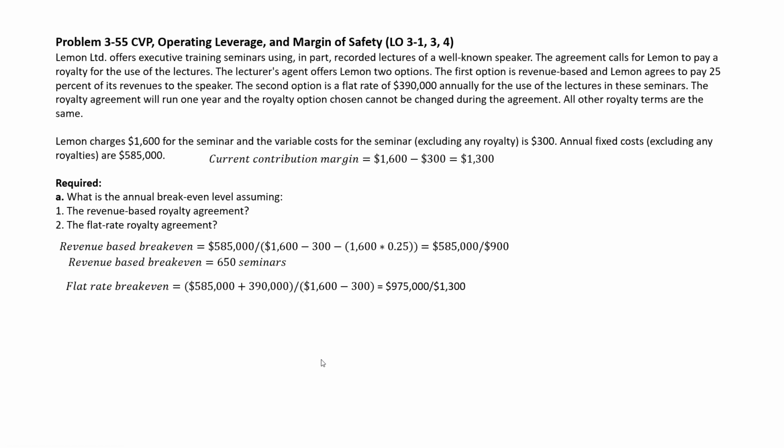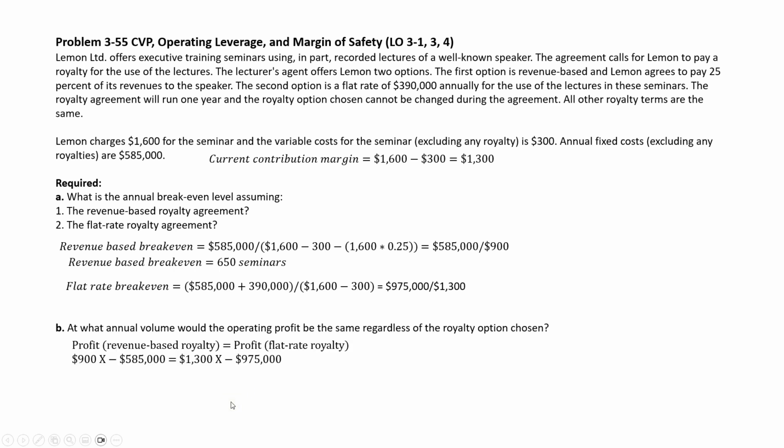Part B, I noticed that often a lot of students struggle. It asks us at what annual volume would the operating profit be the same regardless of the royalty option chosen. Again, I'll get you started with this. We're just going to equate both formulas for operating profit. So let's take a look at this.